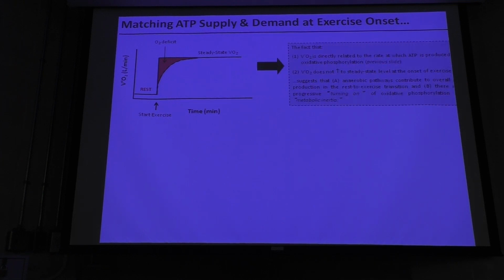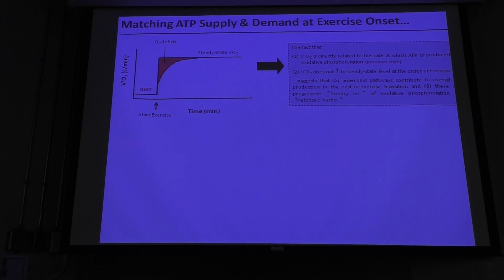So, again, coming back to what we showed previously, the fact that VO2 is directly related to the rate at which ATP is produced through oxidative phosphorylation, shown in the previous slide.